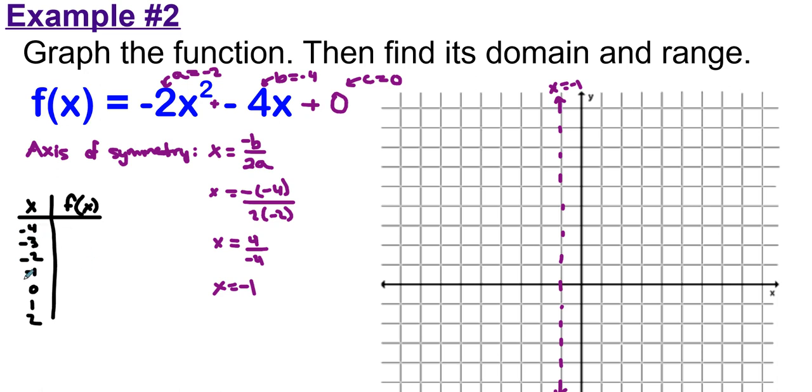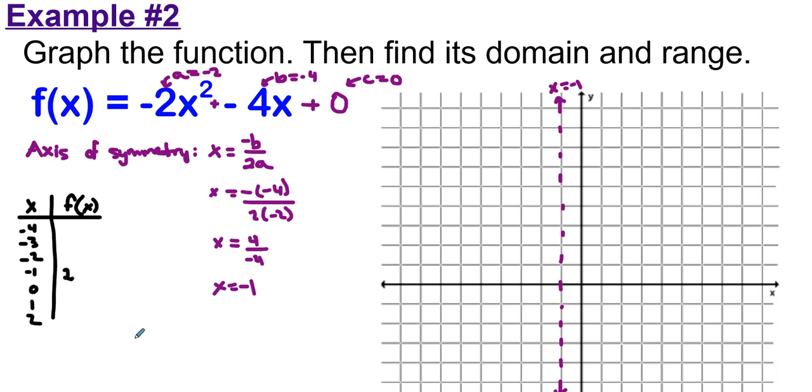But I always want to start by finding the axis of symmetry so I know what x coordinates are going to really help me find the shape of that parabola. All right, so let's go ahead and plug in some numbers. If I plug in negative 1, let's just do some mental math. Negative 1 squared is 1, times negative 2 is negative 2. If I plug in negative 1 here, I get positive 4. So I have negative 2 plus 4, which is positive 2.